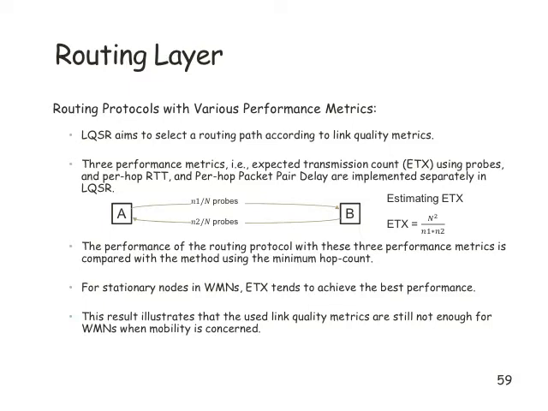The way we measure this metric is by sending N, capital N, different probes. By probe, we mean a control message, not data, that gets sent from A to B. We send capital N different probes, and N1 of them reach B. We do the same thing on the other side: we send capital N probes, and A receives N2 different probes.